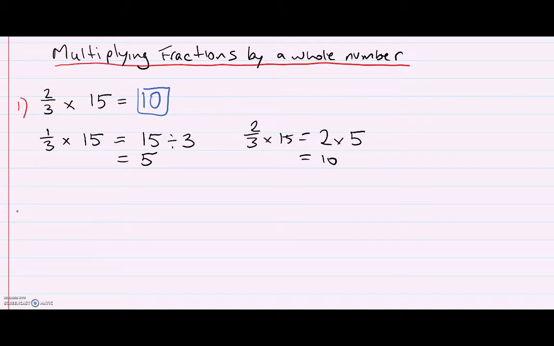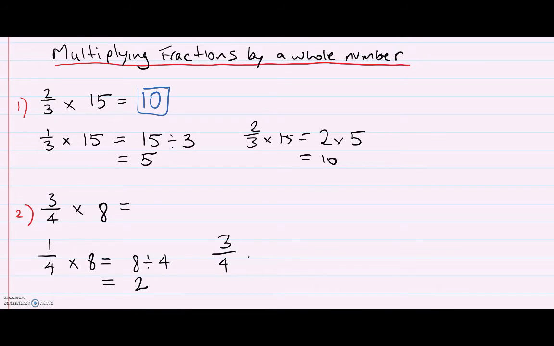In this second example, I'm going to find 3/4 of 8. So what I want to do first is find out what 1/4 of 8 is. And to do that I do 8 divided by 4. 8 divided by 4 is 2. 3/4 of 8 is going to be 3 lots of 2, because that's what 1/4 is. And 3 lots of 2 is 6. So 3/4 of 8 is going to be 6.